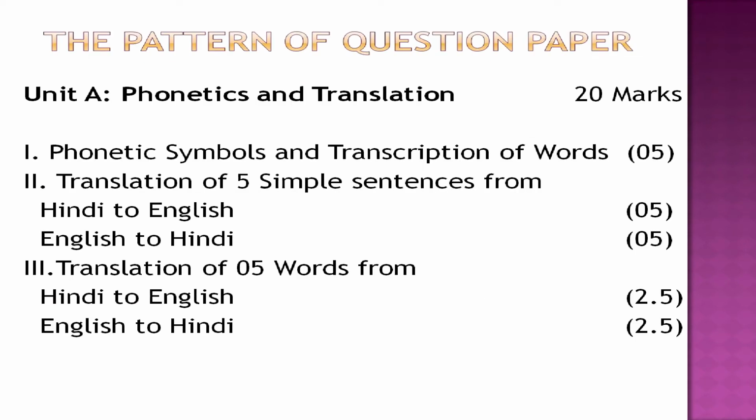The first unit A, Phonetics and Translation. It carries 20 marks and it's divided into 3 parts. The first question will be phonetic symbols and transcription of words and it carries 5 marks. Next question, translation of 5 simple sentences from Hindi to English and English to Hindi, 10 marks. Then third question, translation of 5 words from Hindi to English and English to Hindi. So in total, 20 marks for this unit, Phonetics and Translation.